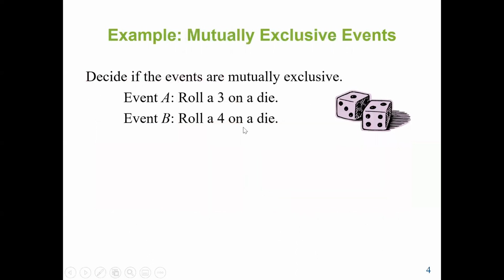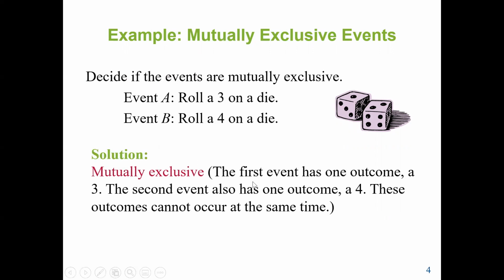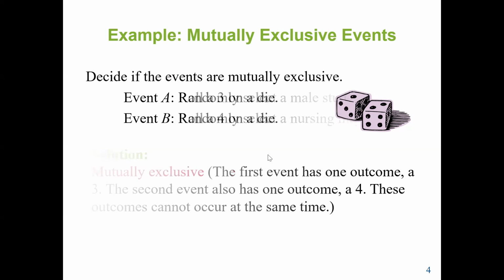Now let's look at some examples. Here we should decide if the events are mutually exclusive. The first event, we roll a 3 on a die. The second event, we roll a 4 on a die. Now, if I roll a die, only one side will show up. Two sides cannot show up at the same time. So these events are mutually exclusive. Now let's see the solution. The first event has one outcome, which is 3, and the second event also has one outcome, which is 4. These outcomes cannot occur at the same time. So, in a very simple conclusion, when we roll a die, two sides cannot occur at the same time. So these events are mutually exclusive.